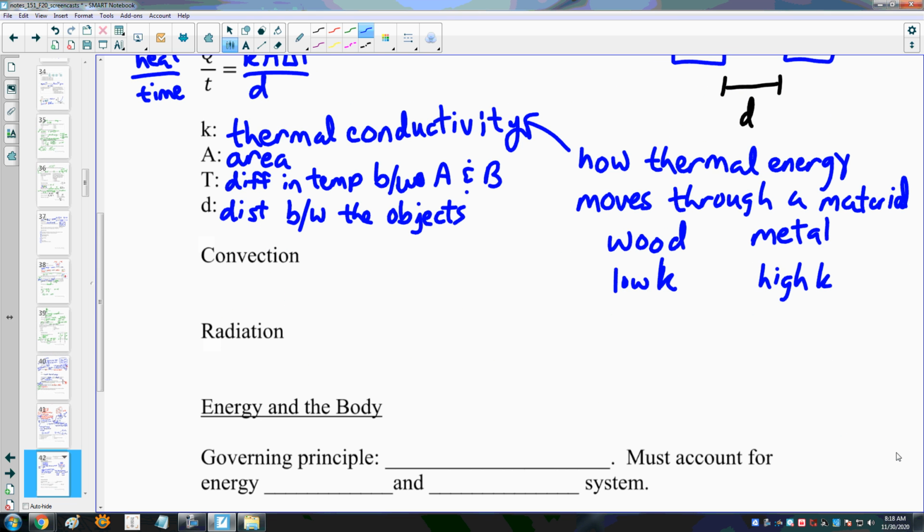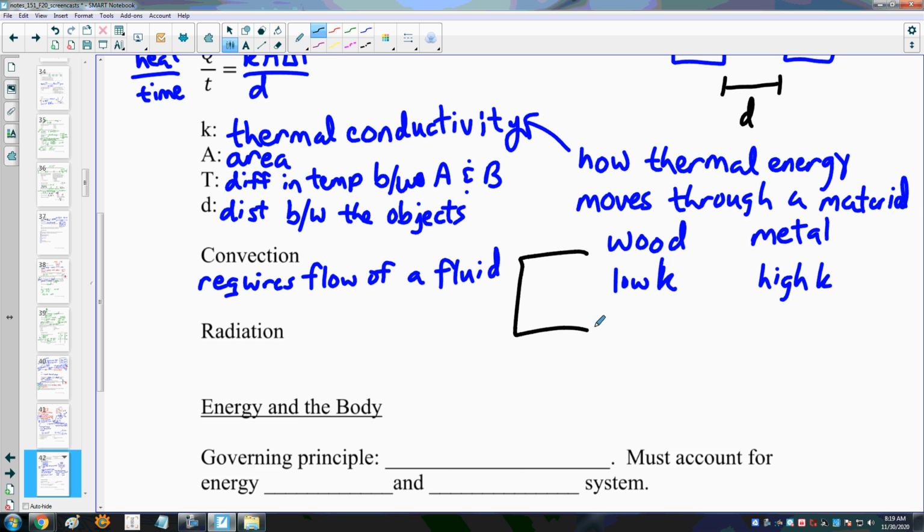Convection requires the flow of a fluid. For example, in a convection oven or in a barbecue grill too, we'll have a convection flow. So if I have a convection oven, what I have inside of that is not just heat from the elements, but you also have a fan that provides the flow of a fluid, and then whatever you're cooking will cook much more quickly because it has this heat transfer through convection.